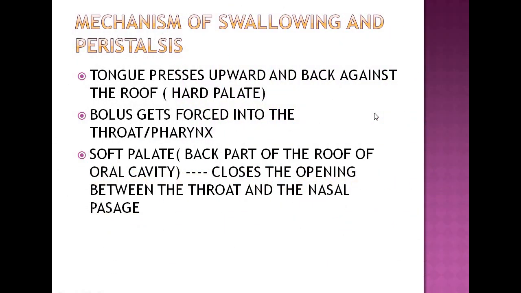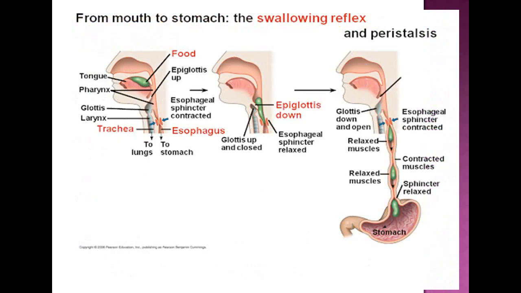Mechanism of swallowing. So the tongue presses upward and back against the roof, or the hard palate. This is the oral cavity, and this part of the oral cavity is known as hard palate, and this part of the oral cavity is known as soft palate. So as the food is taken inside the oral cavity, the tongue is moving upward and pressing against the hard palate, so the food or the bolus is moving towards the pharynx.